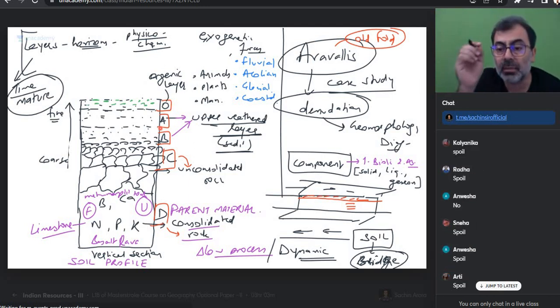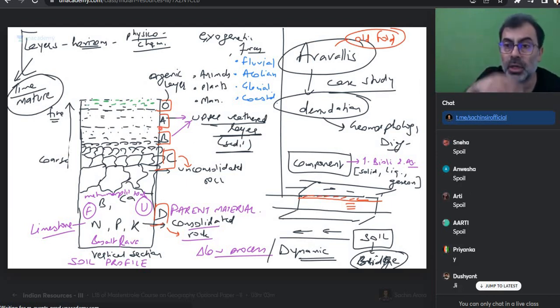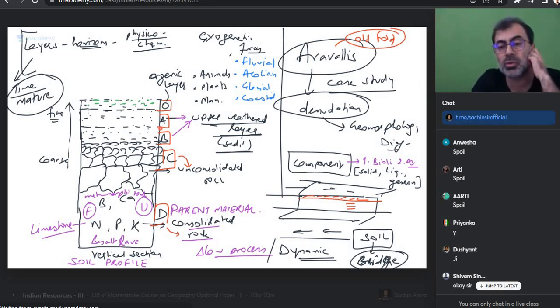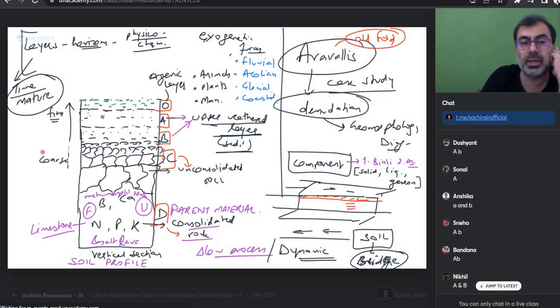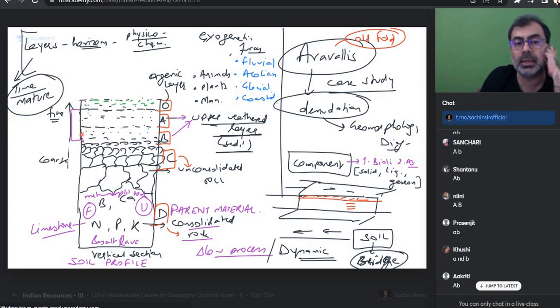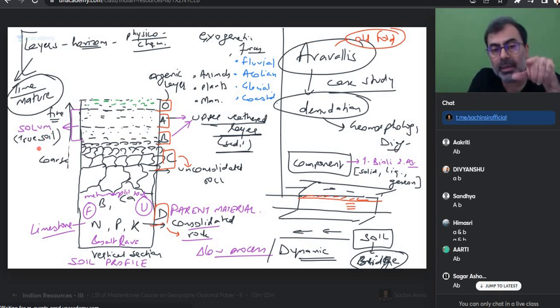So O is organic material. Organic material is not soil. Get that? D and C are inorganic material, so they are also not soil. So actually, which one is soil? A and B are soil. इसमें A and B को कहा जाता है soilum. Soilum means true soil. I hope you are making the diagram and you are understanding.